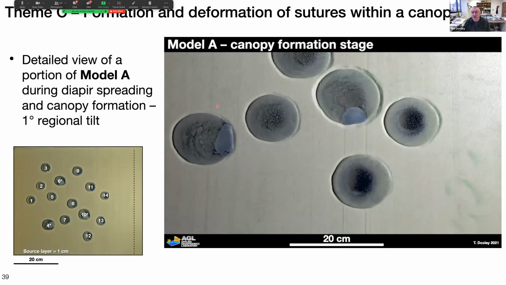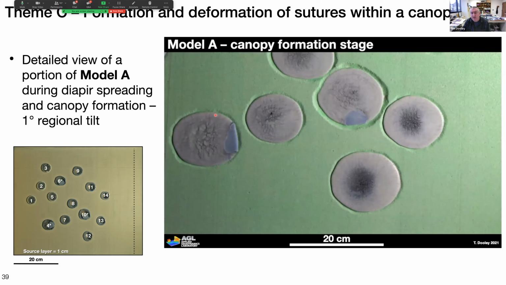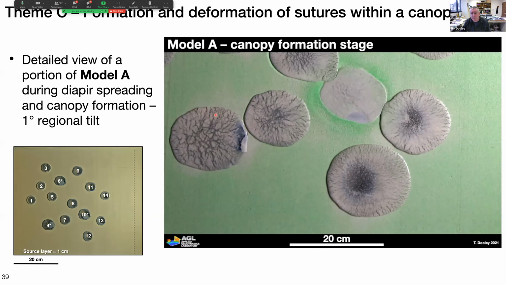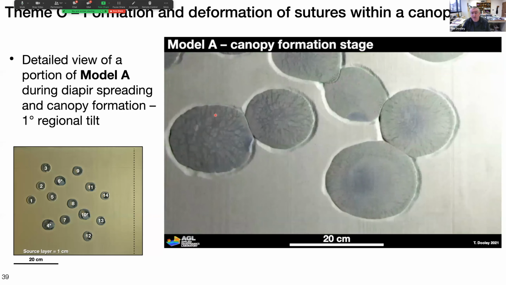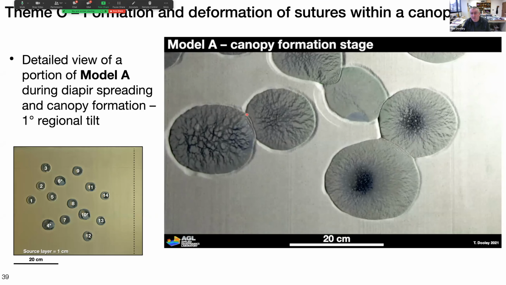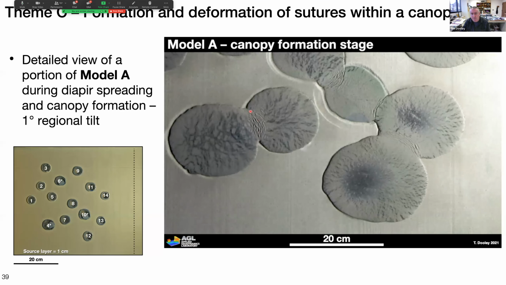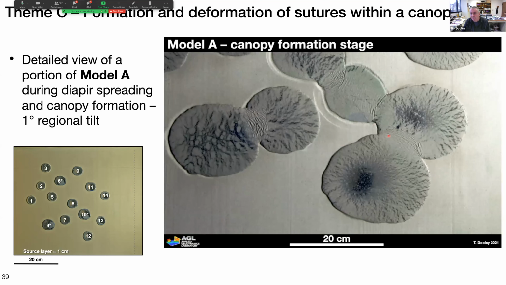And let's just have a look at these sutures. So we're on to theme C here. We can see the beginnings of an actual allosuture here. This begins to override here. The same is happening here.